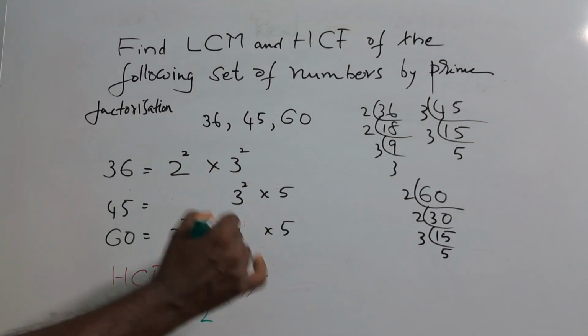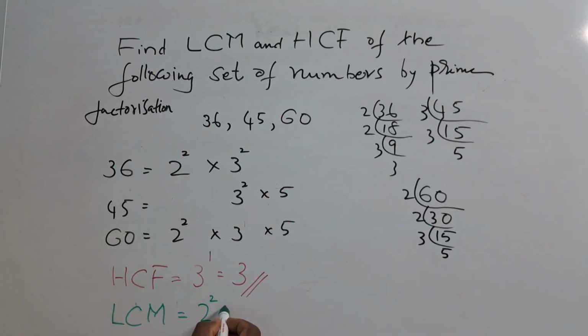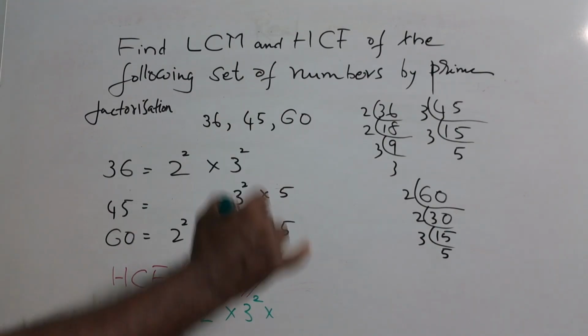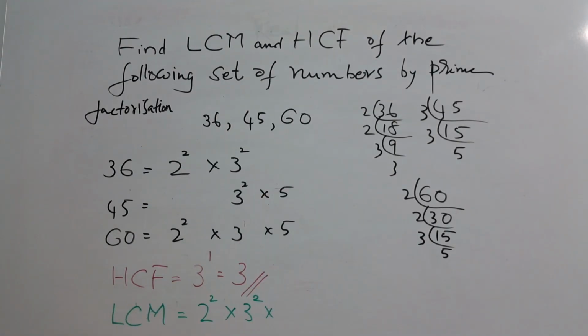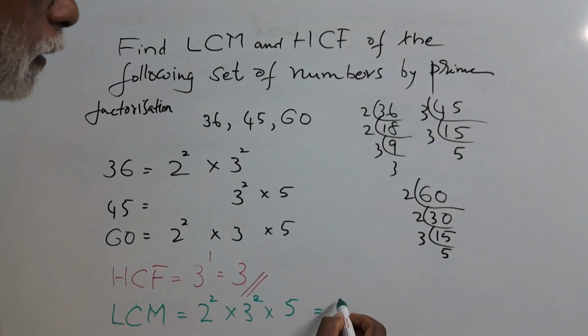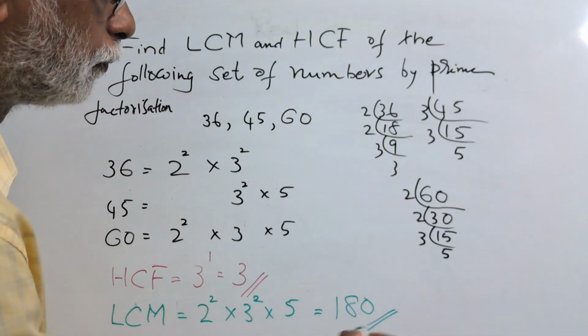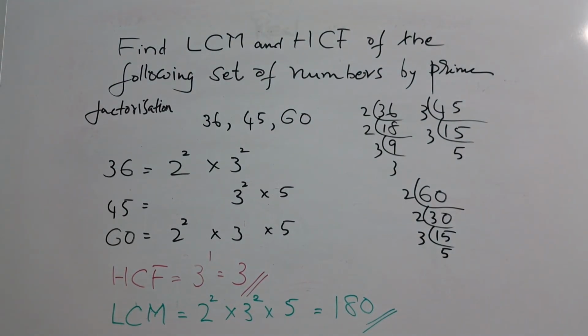And we have 3 as a common factor and highest power 3 square. 5 is a factor of two numbers, 5 raised to 1 and 5 raised to 1. So 5 is considered. When you multiply all three factors, 2 square into 3 square into 5: 2 square is 4, 3 square is 9, 4 into 9 is 36, 36 into 5, 180. 180 is the LCM of the set of numbers.